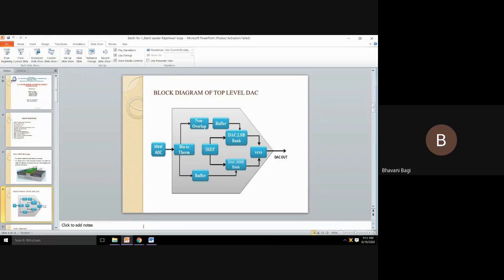non-overlapping clock, which consists of two signals, phi 1 and phi 2, alternately being on and off. The signals are generated non-overlapping, so they are never both on at the same time. The obtained signal is given to the buffer. The output from the buffer is given to the LSB bank. Also, the thermometer code is passed to the MSB bank through the buffer circuit. The output of the LSB and MSB bank is given to the current, which is converted into voltage, and the DAC output is obtained. Further, Laxmi will explain.